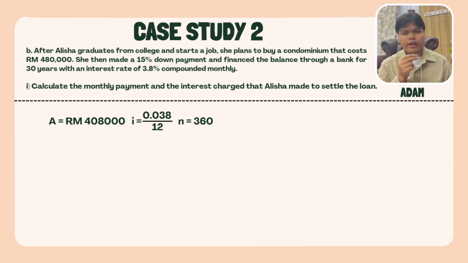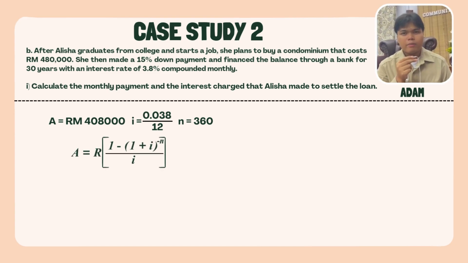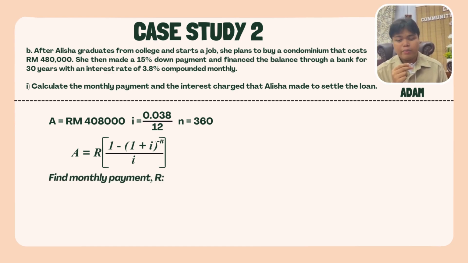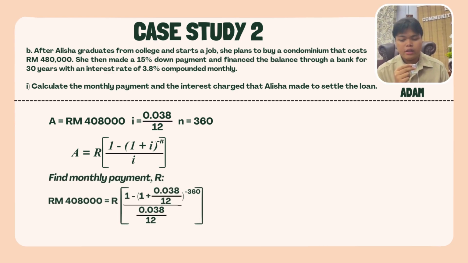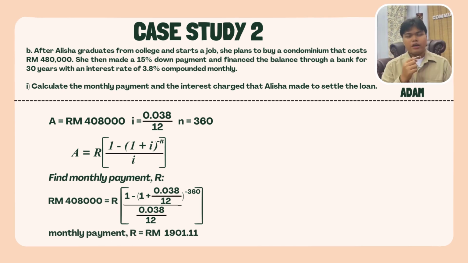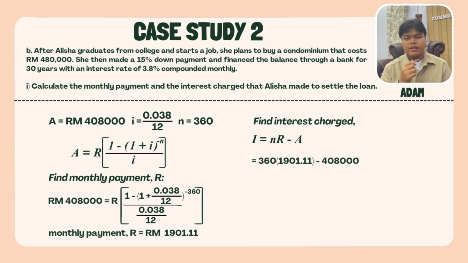So we use the formula A equals R, multiplied by [1 minus (1 plus i) to the power of negative n] over i. So to find the monthly payment R, 408,000 ringgit equals R, multiplied by 1 minus 1 plus 0.038 over 12, to the power of negative 360, over 0.038 over 12. We get 1,901.11 ringgit.